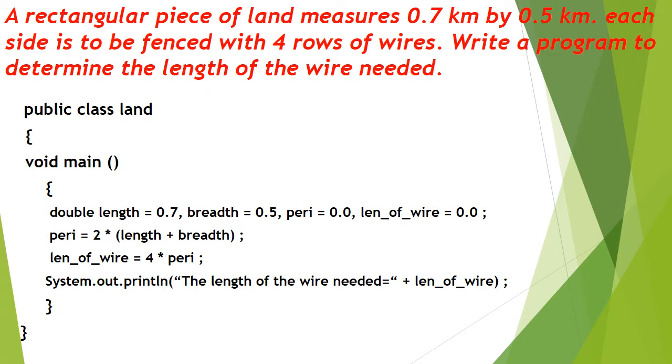Okay. Now we have to find out the length of the wire which is required for the fencing of 4 rows of wire. It means we have to fence that rectangular land with the wires, but not only one time, we have to fence with 4 rows of wire. Means 4 times we have to fence that land.